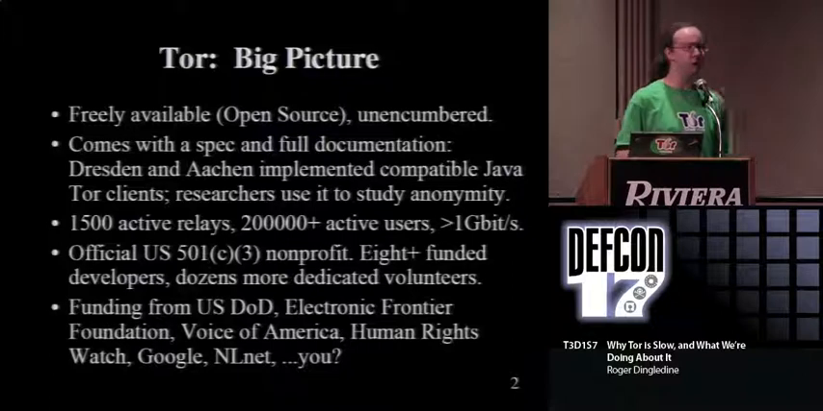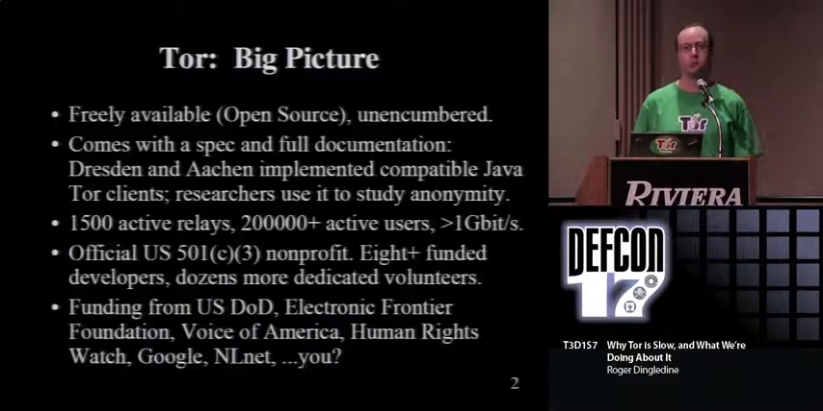So Tor is free software, open source. There are about 1,500 to 2,000 relays all around the world who are pushing traffic for a few 100,000 users. It's hard to say for sure because it's an anonymity system. We've been working lately on how to actually count the number of users we have in a safe way. I'll talk about that a little bit more later.